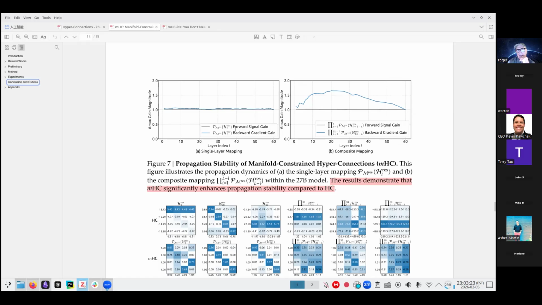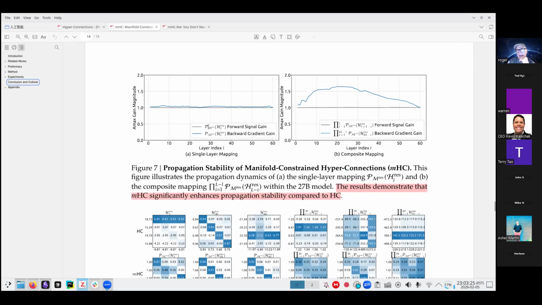I'm not sure. But on the right-hand side, it's when you accumulate after many layers. So why is it that for the forward gain they were able to get exactly one? I mean, that's really close. But the backward, it's almost like the row sums go to one, but the columns don't, or something.